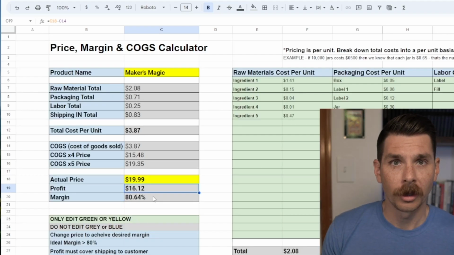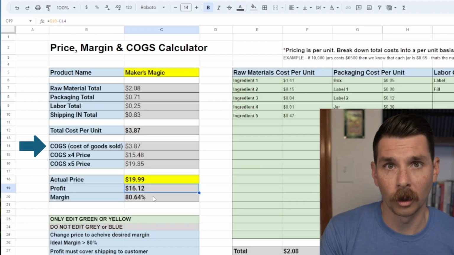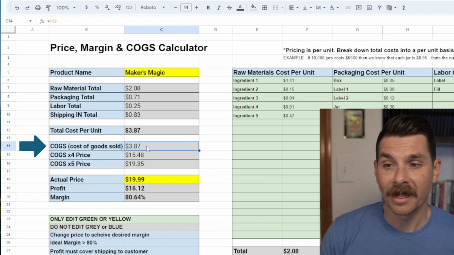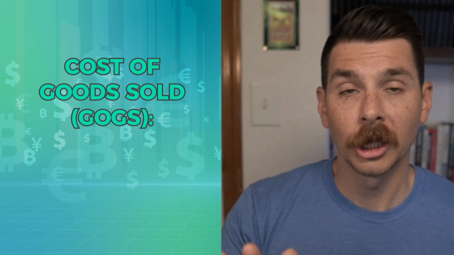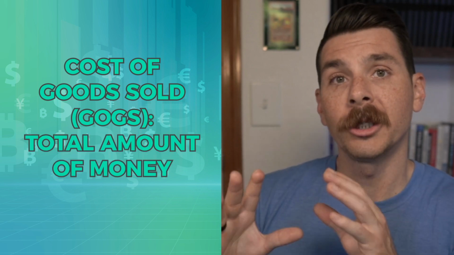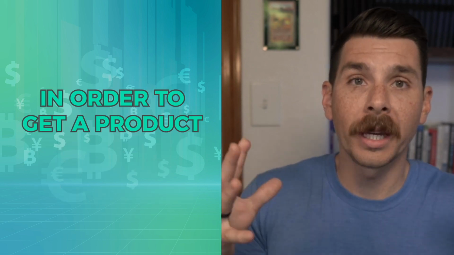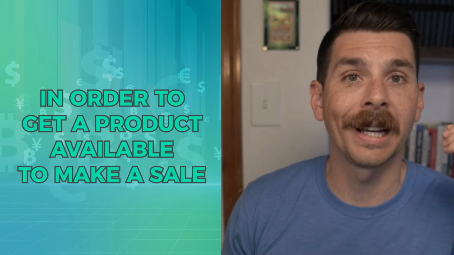In this situation, we're trying to figure out our cost of goods sold, also known as our COGS. This is where we included the number on the spreadsheet. The cost of goods sold is the total amount of money that it takes in order to get a product available to make a sale.